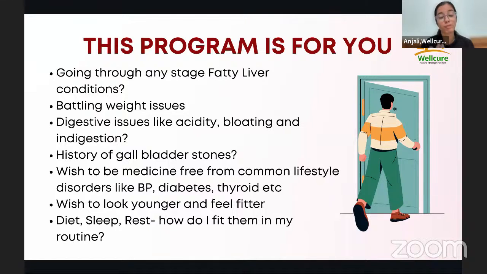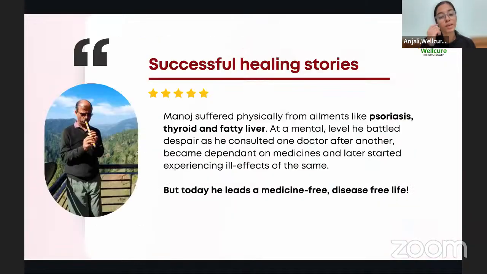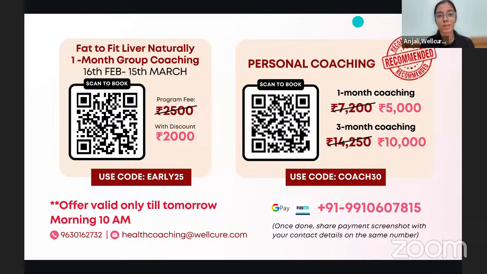We are going to guide you deeply in diet, sleep, and rest in this 1 month group coaching program. So here is one healing story of Manoj. He was suffering from psoriasis, thyroid, and fatty liver. By following the natural lifestyle and the diet, he overcame all these diseases, and now he's living a medicine-free, completely disease-free life. He reversed his fatty liver condition along with psoriasis and thyroid. So if he can do it, then you can also do it by following the same changes. The details are here.